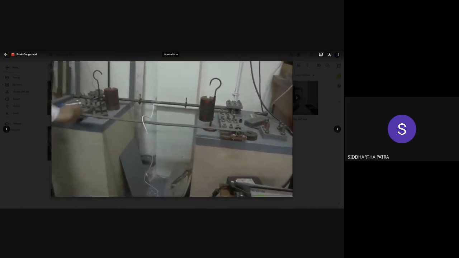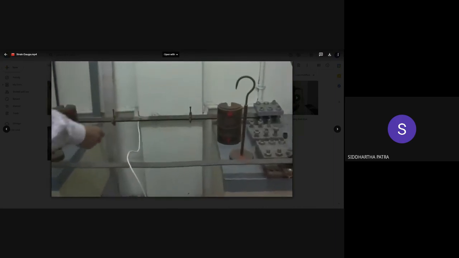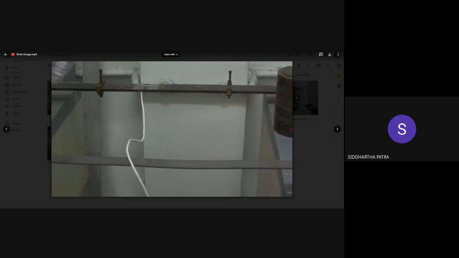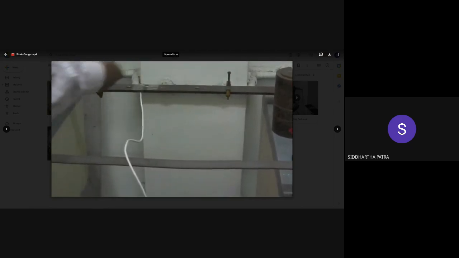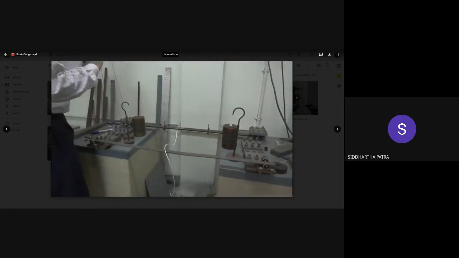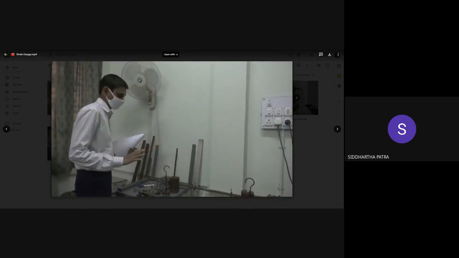Now, as this beam will be loaded, the beam will bend, and as a result, one surface will take the shape of a concave arc, another surface will take the shape of a convex arc. That is why at one surface the fiber will be under compression, at the other surface the fiber will be under tension.